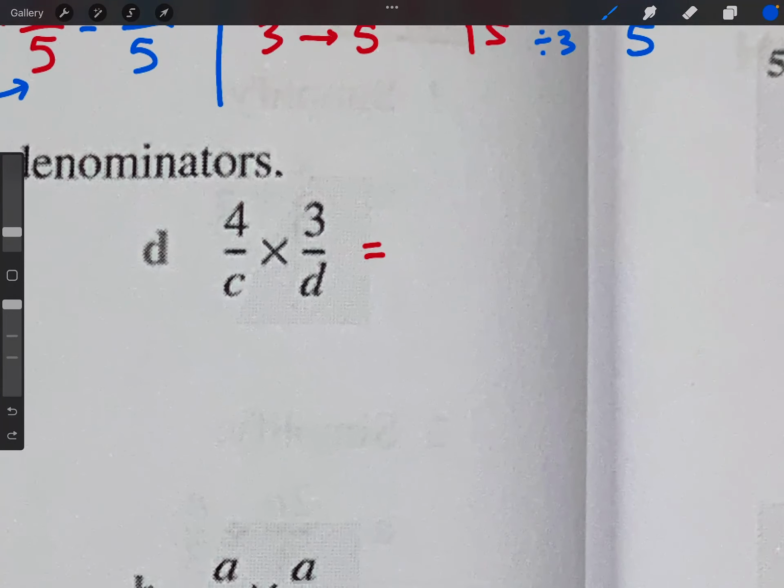Alright, so let's look at this. Can we simplify anything here? No. So just multiply it across. Nothing can be simplified, so you just multiply it right across. So this will be 12 over C times D, which is just CD.